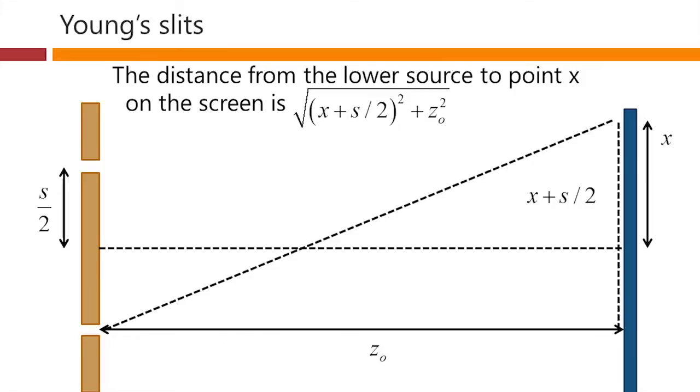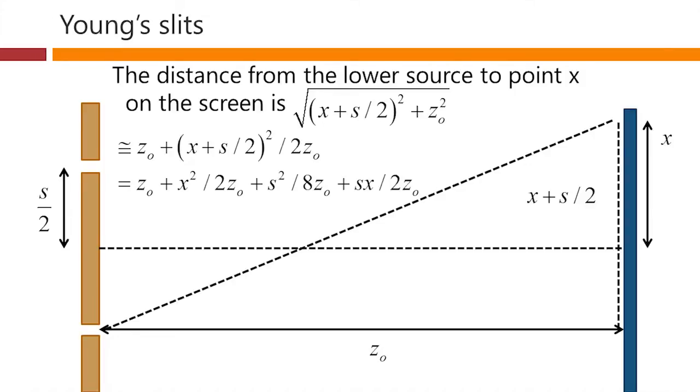And we can do a little algebra on that, the same kind of algebra as we did before, doing our power series expansion of this square root and rearranging terms. We get the same as we got before for the upper slit, but now we have plus sx over 2z0. For the upper slit, we had a minus sign there.